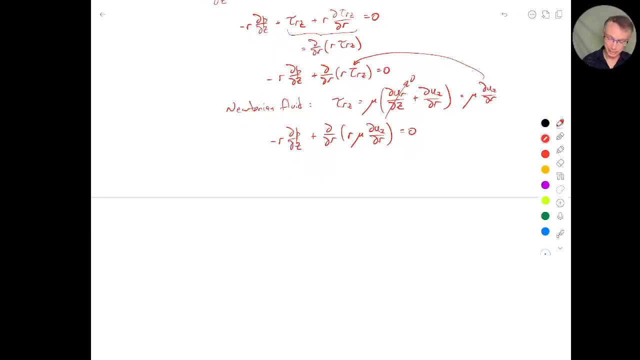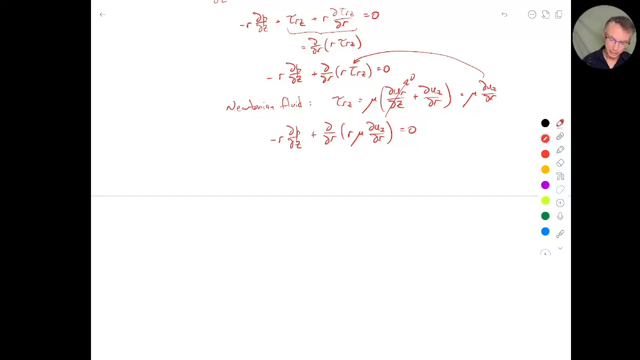So if I expand this out with that in mind, and then just do a little rearranging, I'm going to have d over dr times r times mu duz over dr is equal to r times dp dz. So I just did a little bit of rearranging there. Let me integrate both sides with respect to r, right? I'll just integrate both sides with respect to r because of that. And so I'll get this expression.